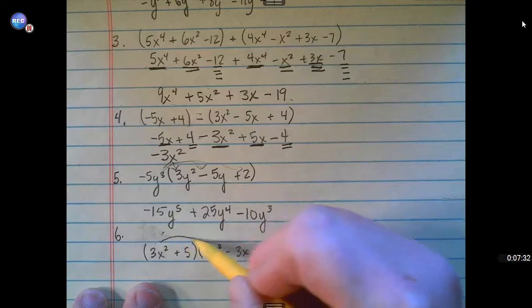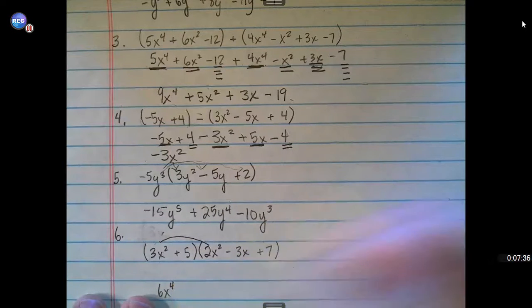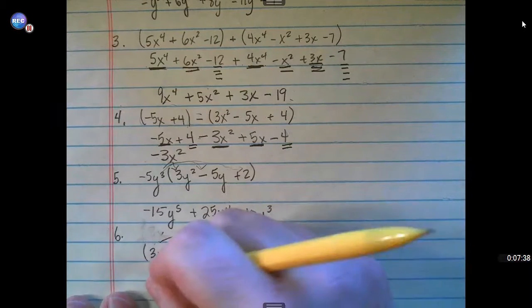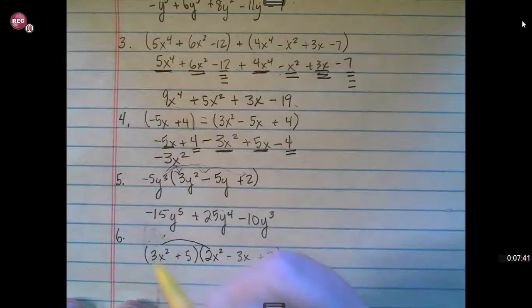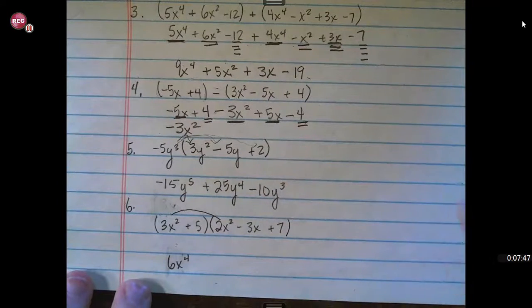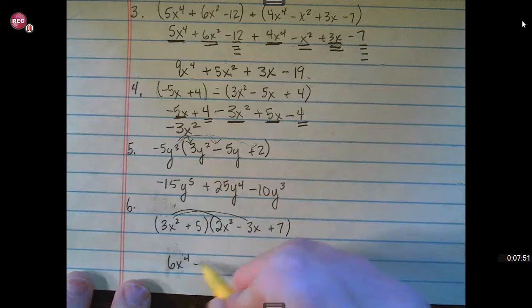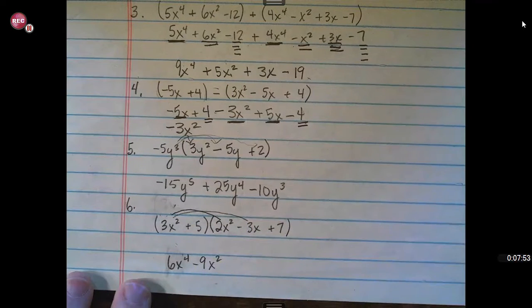So I'm going to distribute it to here. That gives me 6x to the 4th. Let's write it down here. 6x to the 4th. Okay, so make sure you can see. Now I'm going to distribute it to the second one, and that's going to give me minus 9x squared.